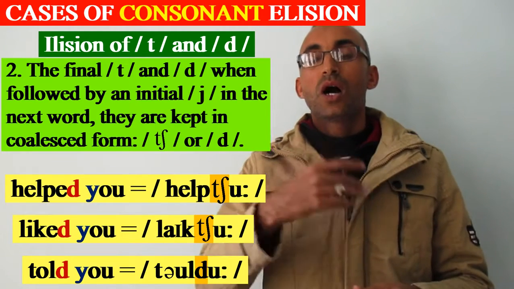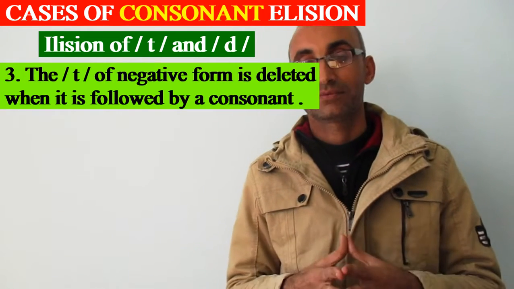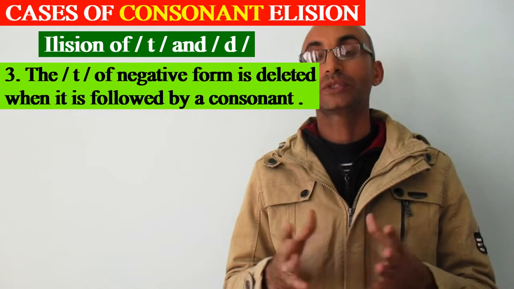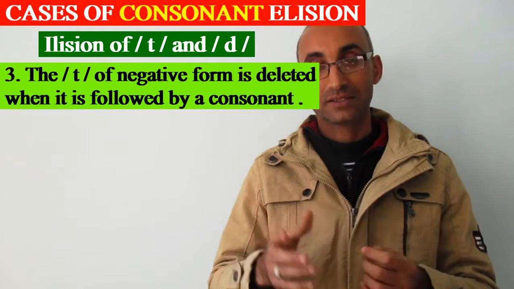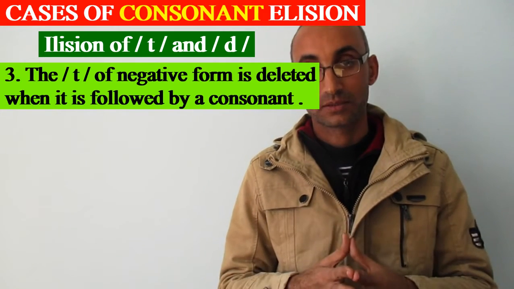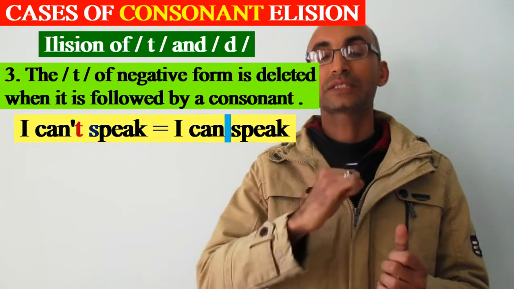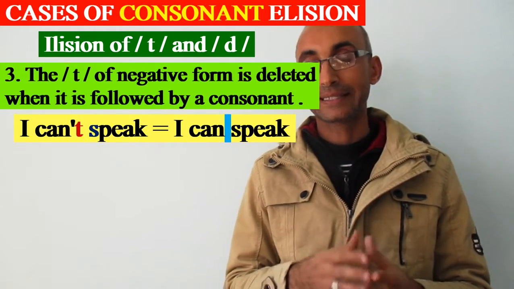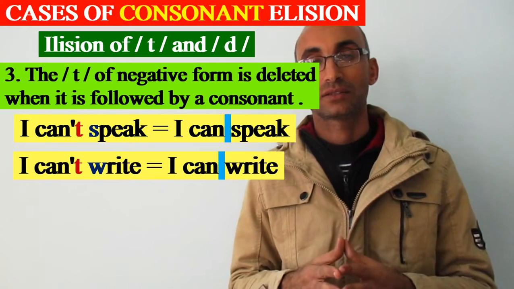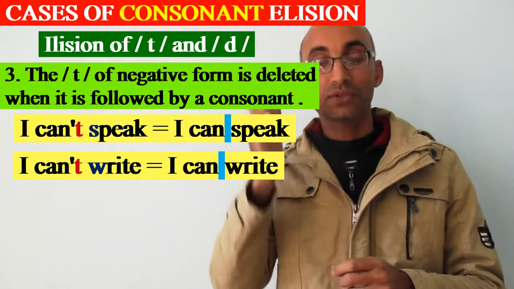Good. Also, the next case for omitting consonants concerns the ta of the negative form, like can't, won't, couldn't. This ta in nt is omitted when it is followed by consonants. For example, I say I can speak, not I can't speak. When you speak rapidly, we say I can speak. I can write. So here, I always omit the ta of the negative form.